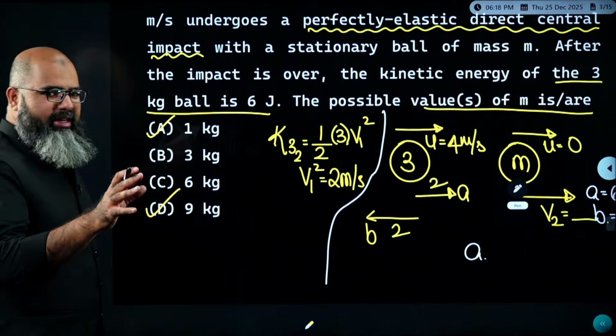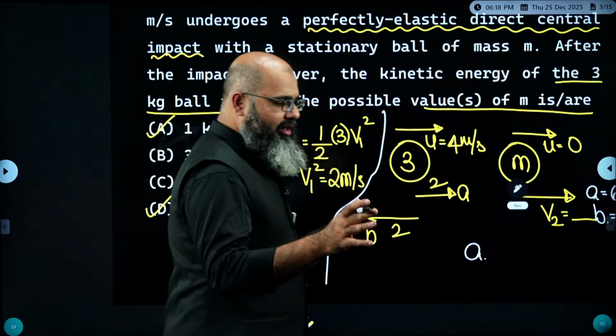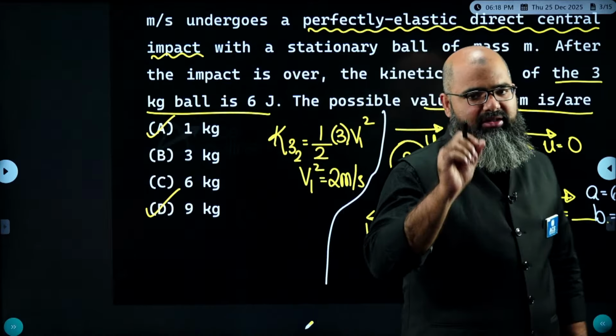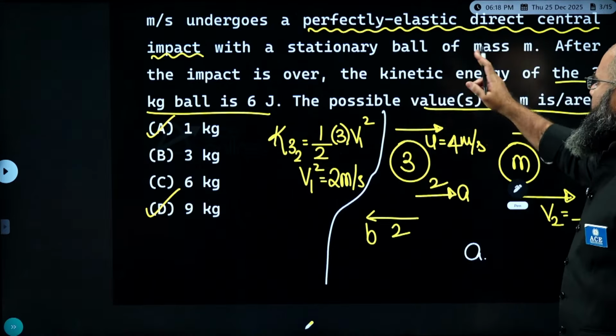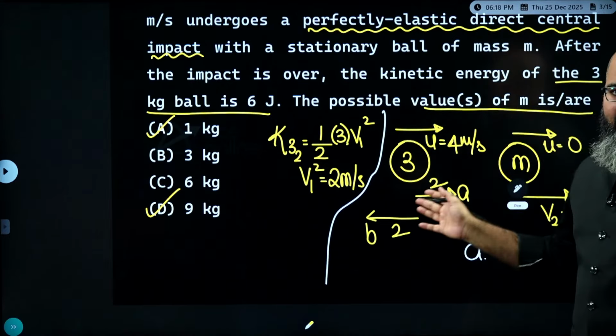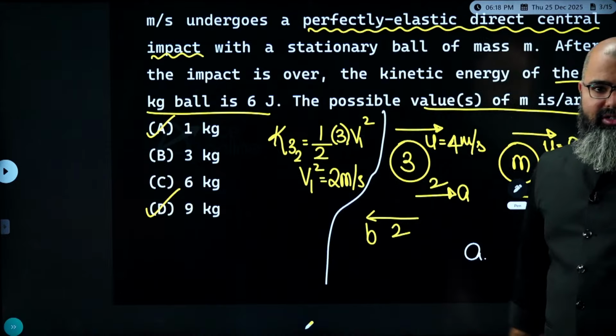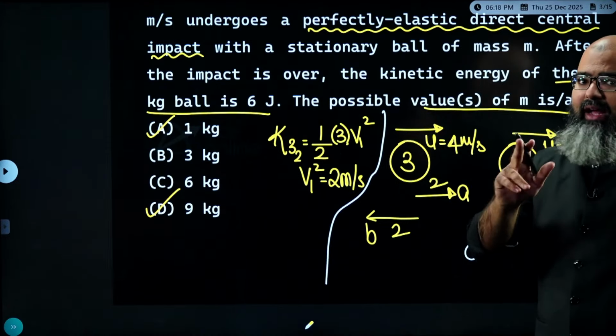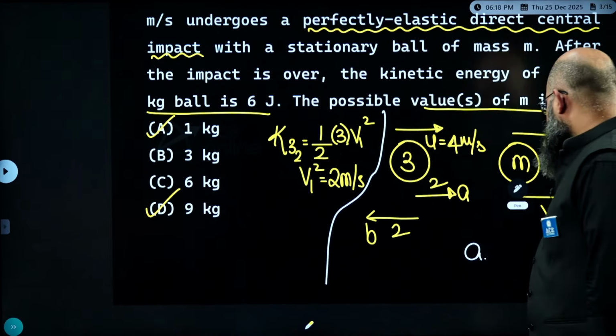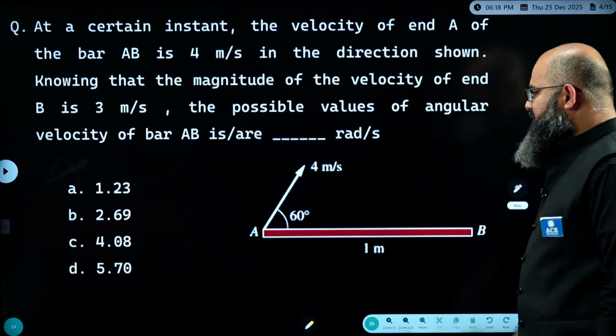You see, whenever you take any question, try to concentrate on the critical points in the question. For example, he mentioned perfectly elastic direct central impact. Without that point, I could not have solved this particular question. Otherwise, he had to give me the value of coefficient of restitution e. Moving further to the next question.